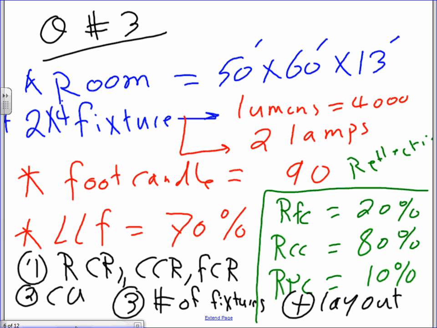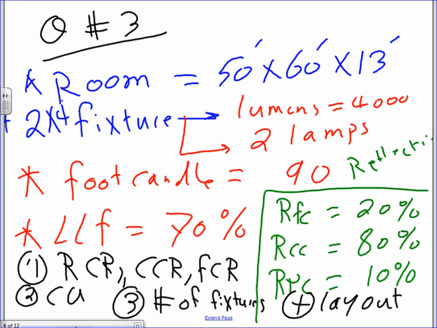What I would like you guys to find is the following. Number 1, the room cavity ratio, ceiling cavity ratio, and floor cavity ratio. Number 2, coefficient of utilization. Number 3, the number of fixtures, and number 4, the layout. Could you please add the layout? I don't think I have the layout. Add number 4, which is the layout.